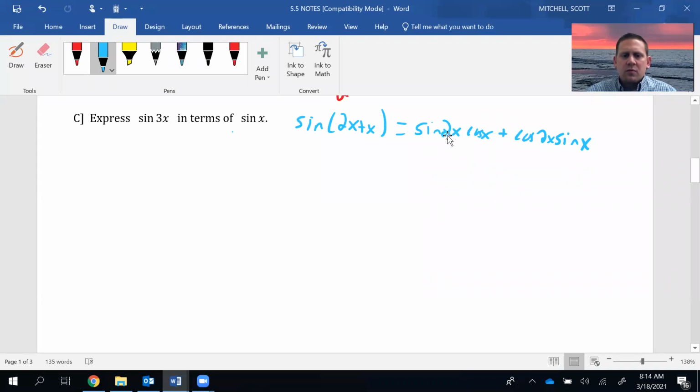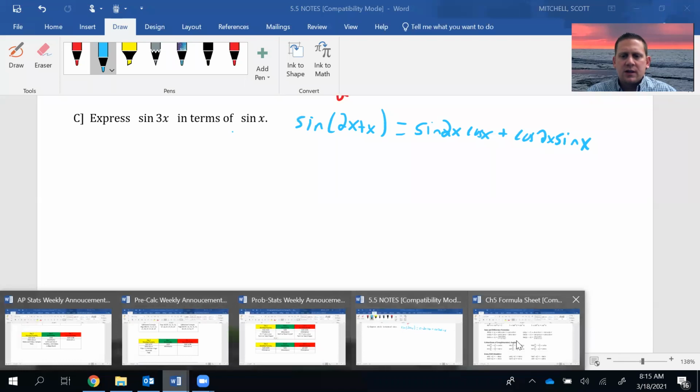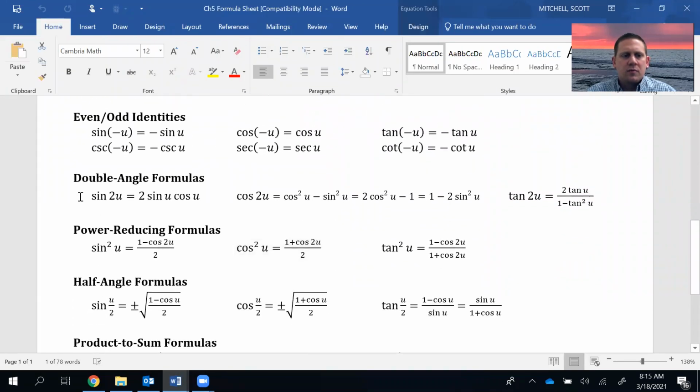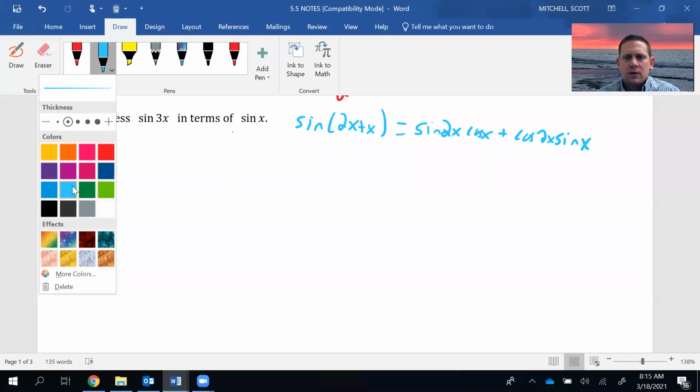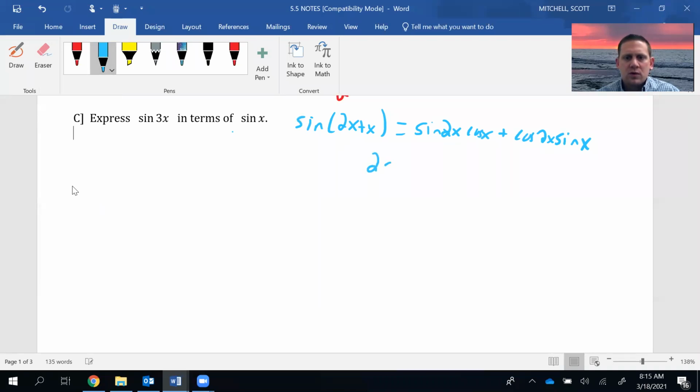So here's the double angle formula. Again, if I go to my formula sheet, double angle formula for sine, so it's 2 sine cosine. So this is going to be 2 sine x, cosine x, cosine x, because this cosine we didn't do anything with. This cosine came from the formula. So this little part right here is from the formula. And then we need our double angle for the cosine.